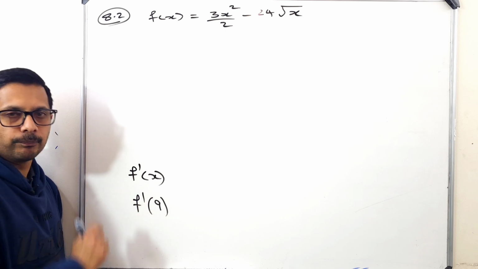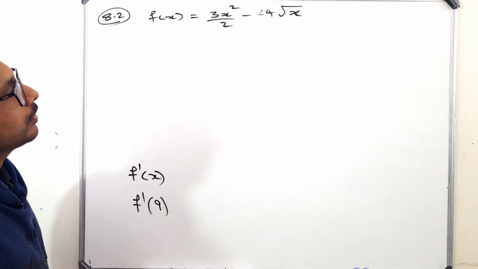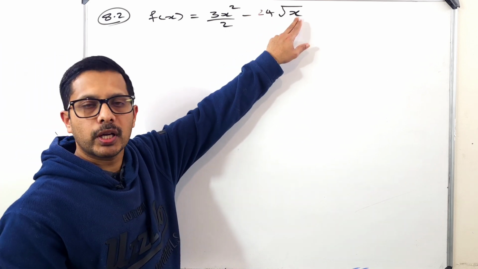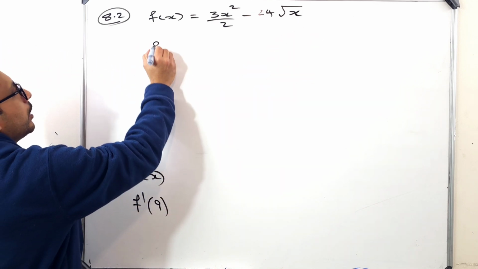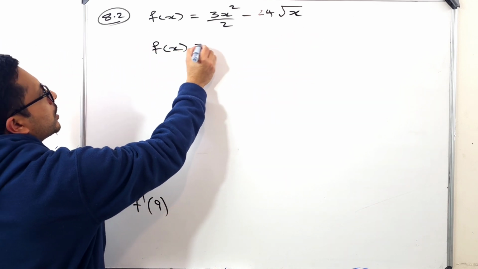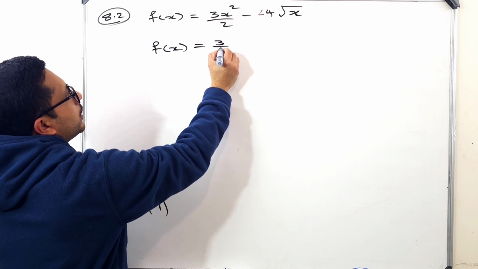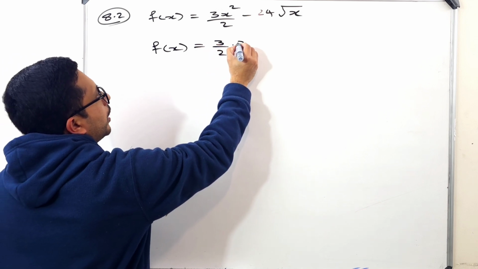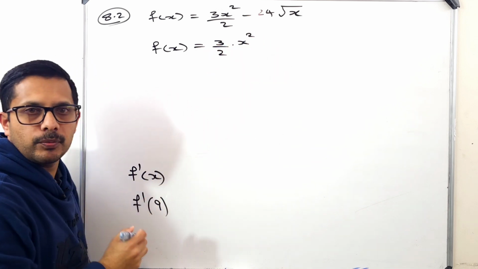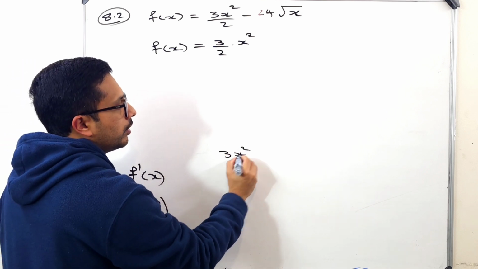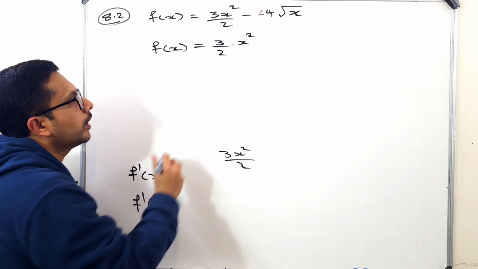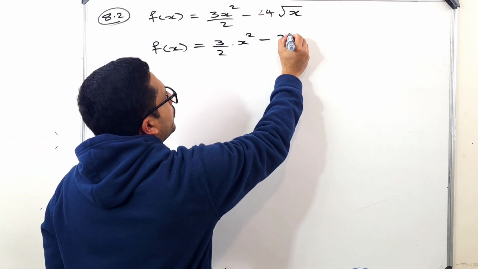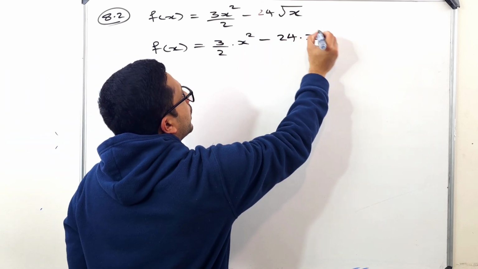Do you understand? Okay. So anyway, here, square root of x, first you have to write that one in exponential form. So let me write one more step. f of x is equal to 3 over 2 x squared. Is it not the same as 3x squared divided by 2? That's the same as 3 over 2 x squared. Okay, then minus 24 into square root of x.